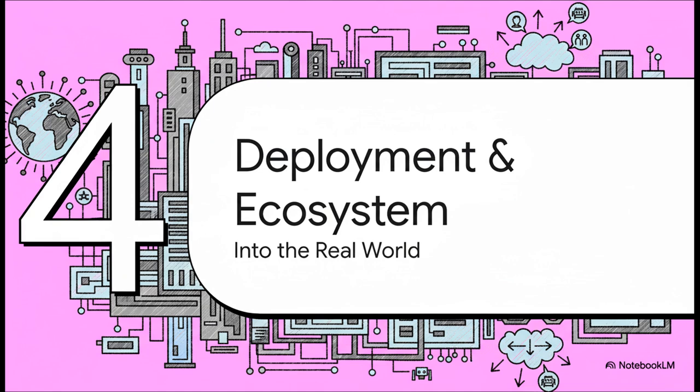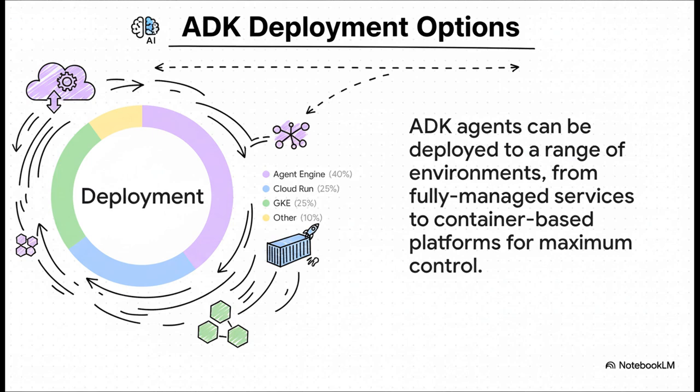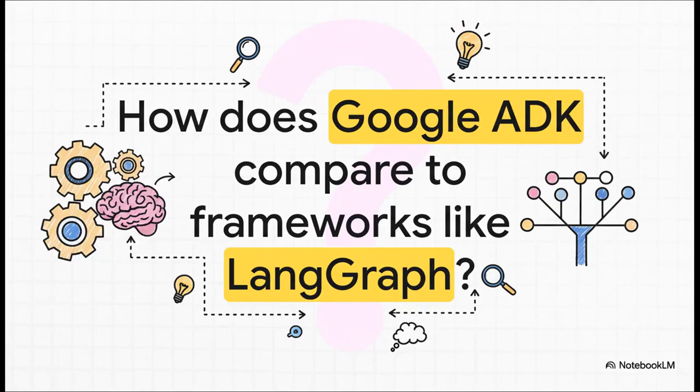Okay, so building a cool agent is one thing, but that's only half the battle. Getting it out into the real world where people can actually use it, that's the final crucial step. So let's talk about deployment and how ADK fits into the bigger AI picture. The ADK gives you a bunch of choices here. If you want a totally hands-off, managed experience that scales automatically, you can use the agent engine on Vertex AI. If you're more of a containers person, you can deploy it to Cloud Run. And if you want maximum control over every little detail, you can run your agents on Google Kubernetes Engine, or GKE. You've got options.